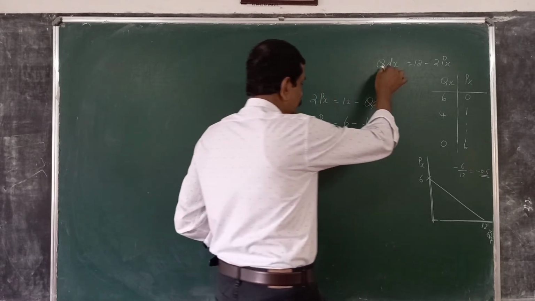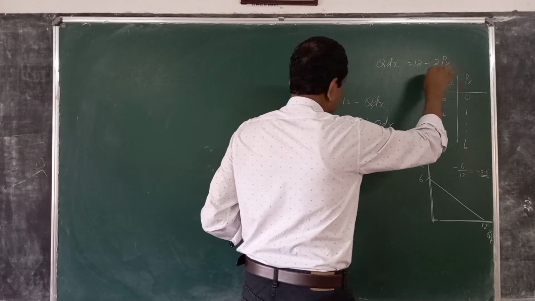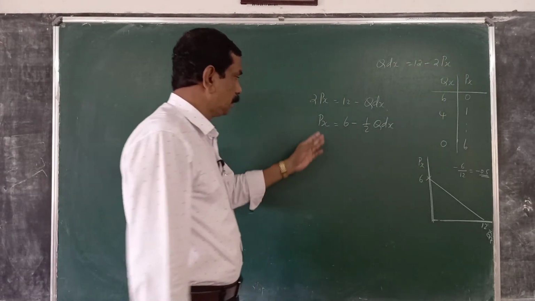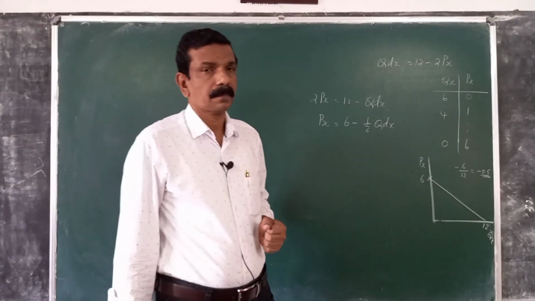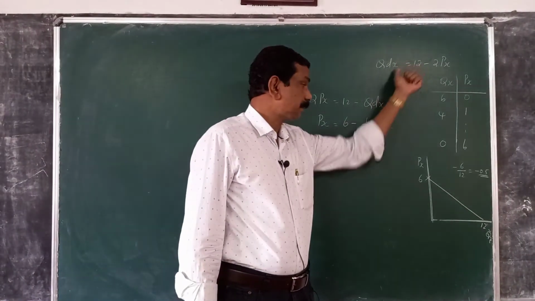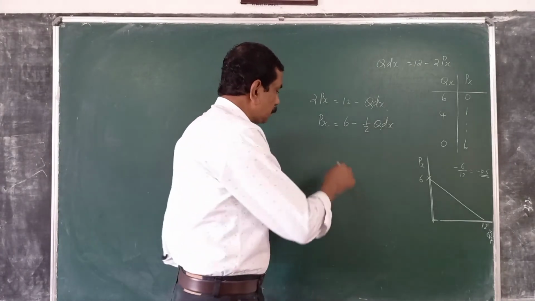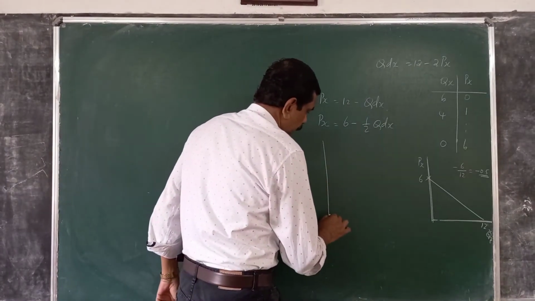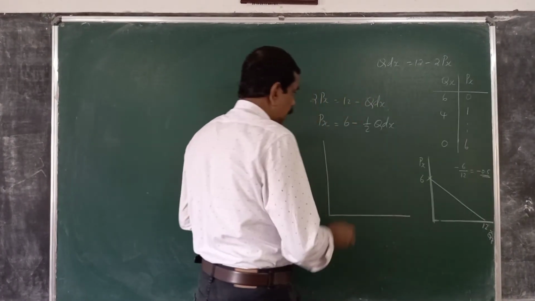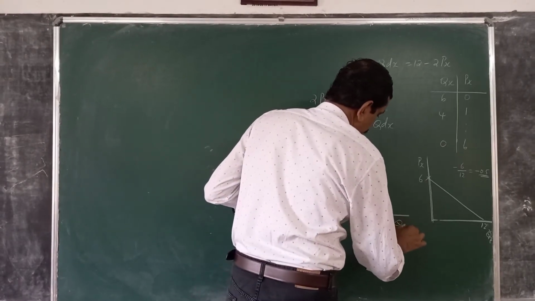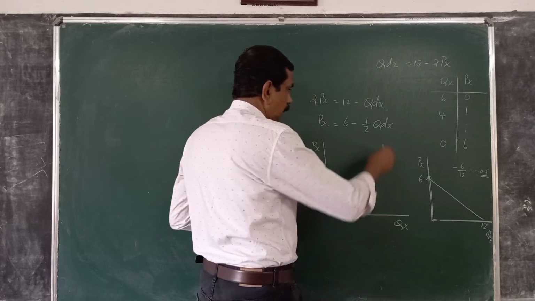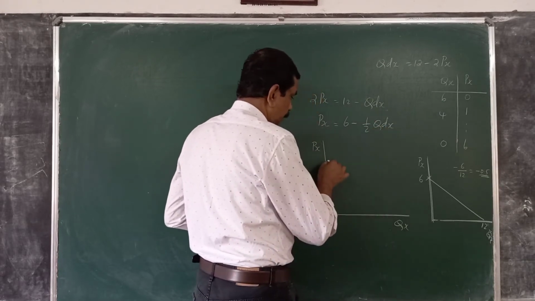Now as you can see, here quantity demanded is a function of price of x. Here price of x is a function of quantity demanded of x. So this is the inverse of this. Now suppose that I plot this. What is the dependent variable? Px. What is the independent variable? Qx.